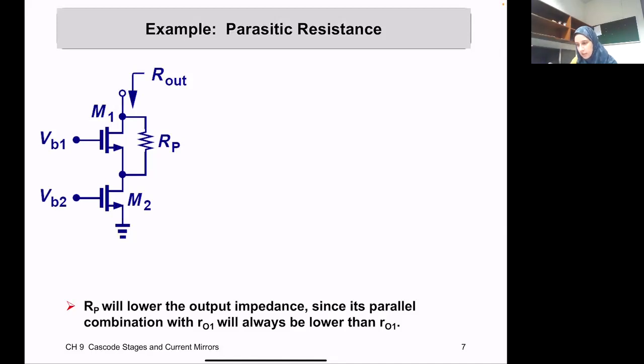Okay, now my mistake. This is not I, that is basically M1. So the output impedance will be something like this. This is RP in parallel with R out 1, and we have down here R out 2.